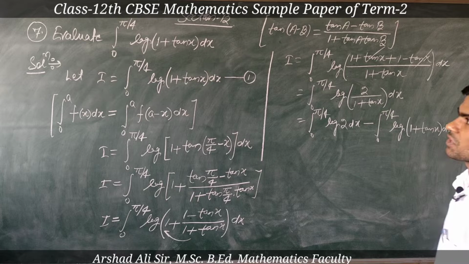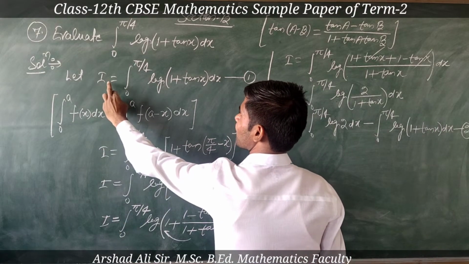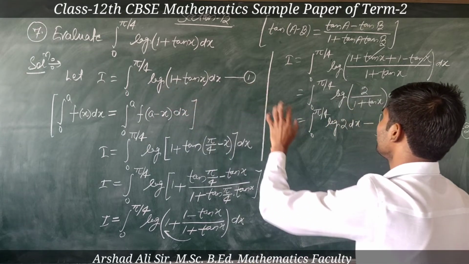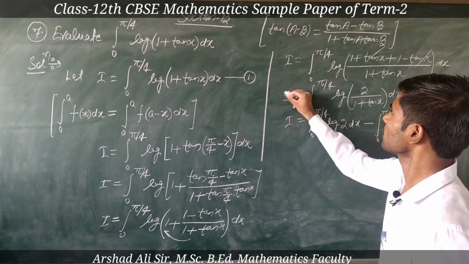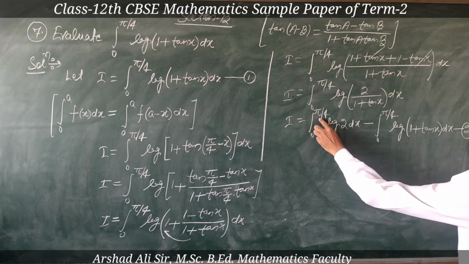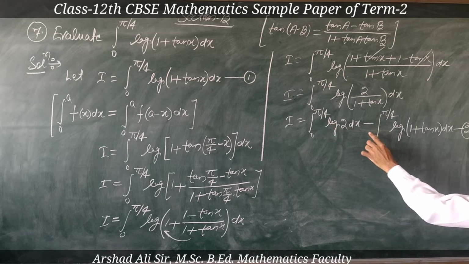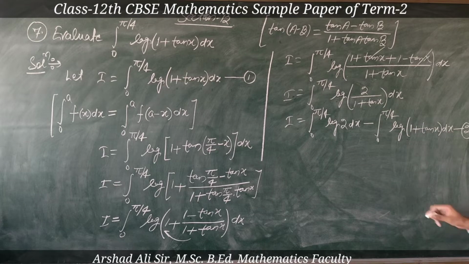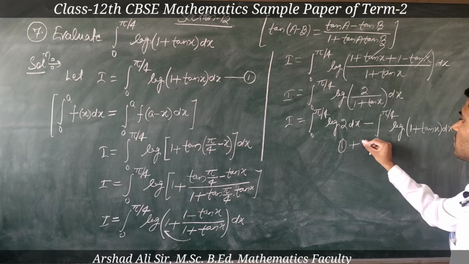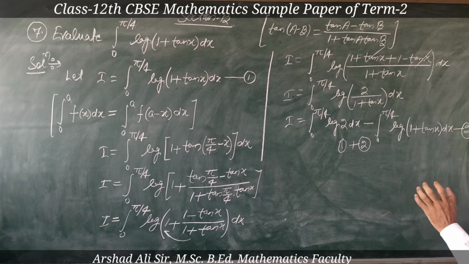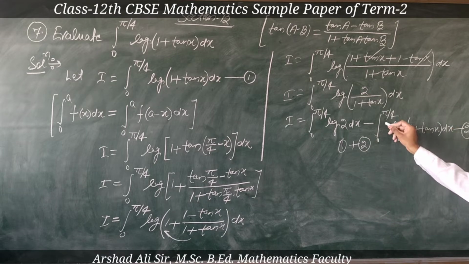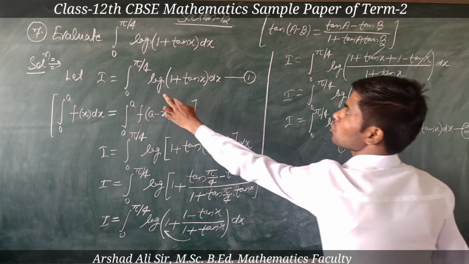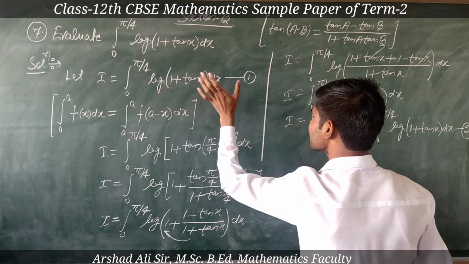Now we have these two equations. Equation first is I is equal to limit 0 to pi by 4 logarithmic 1 plus tan x dx, and equation number 2 is I is equal to limit 0 to pi by 4 logarithmic 2 dx minus limit 0 to pi by 4 logarithmic 1 plus tan x dx. Now we can add both the equations, equation first plus equation second. When we add both the equations, it will cancel. 0 to pi by 4 logarithmic 1 plus tan x, it is negative, and 0 to pi by 4 logarithmic 1 plus tan x, it is positive.